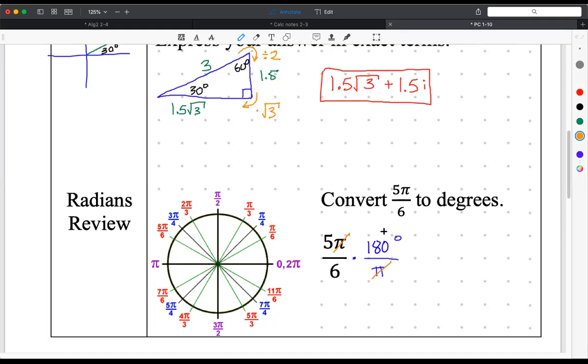Of course, there's a bit of cross simplification that we can do. I think that's what we call it, right? Where I can say, oh, 18 and 6. 6 goes into 18 3 times. So 6 goes into 180 30 times. I can cross this off and say that's 1 now. Cross this off and say that's 30 now. And now I have the problem 5 times 30 degrees. And that's a little bit more straightforward. 5 times 3 is 15. So 5 times 30 is 150.